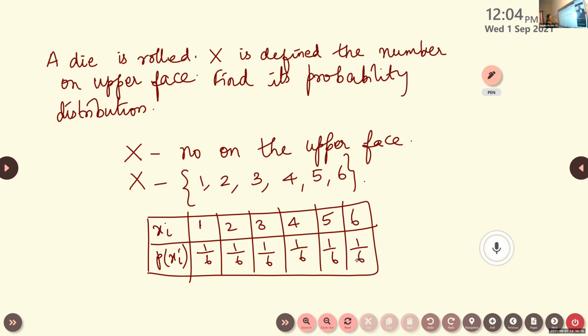Is it clear how to form the probability distribution? Any doubt? No, ma'am. Shall I move on to the next one? Yes, ma'am.